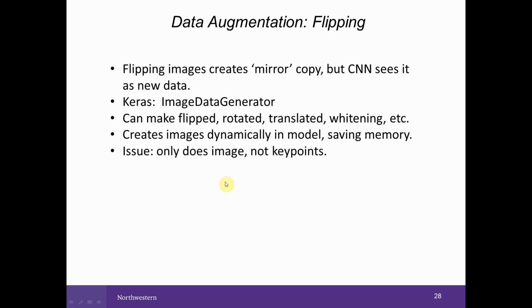The one issue with it though, it only does the image. The key points aren't embedded in the image. It's a separate thing, separate columns in a data frame, and the generator doesn't handle that. It looks like this data generator was meant for classification picture problems, so that's a problem.